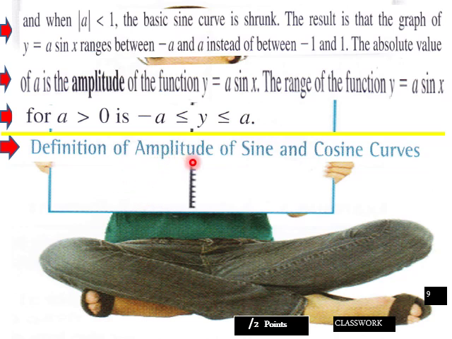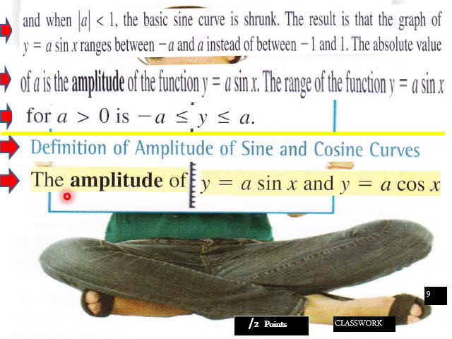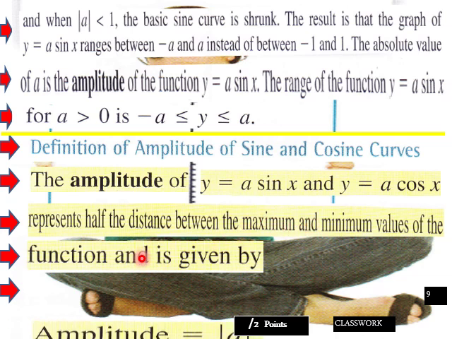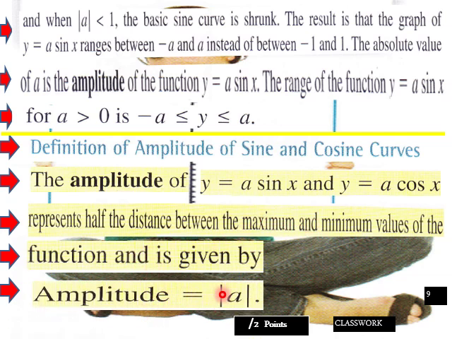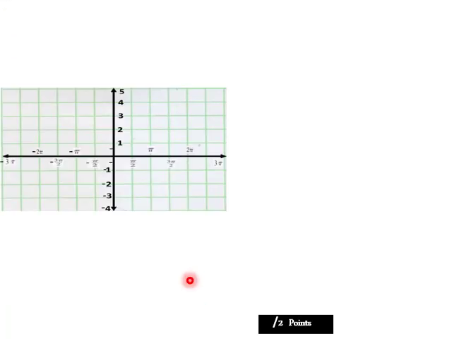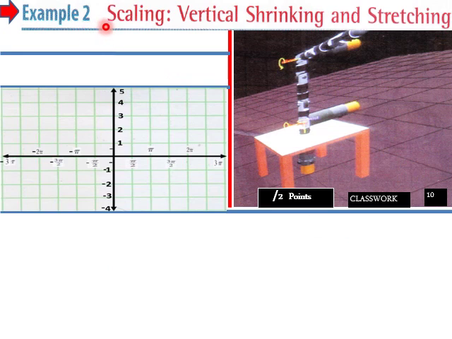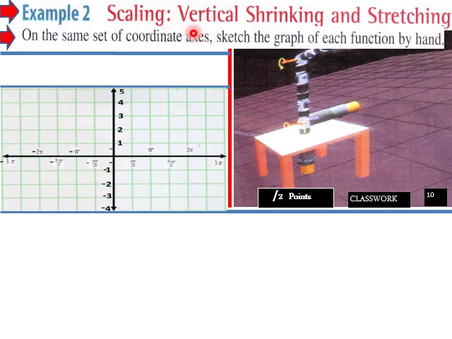So, time to get into a definition of amplitude of sine and cosine curves. The amplitude of y equals a sine x and y equals a cosine x represents half the distance between the max and the min values of the function and is given by amplitude equals the absolute value of a. So knowing that, let's go right into example 2. Scaling, vertical shrinking, and stretching on the same set of coordinate axes. Sketch the graph of each function by hand.